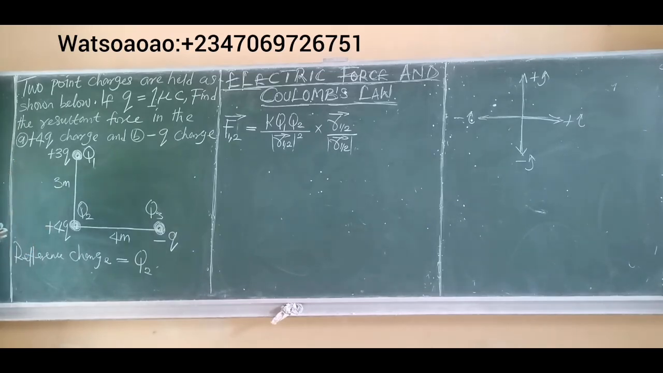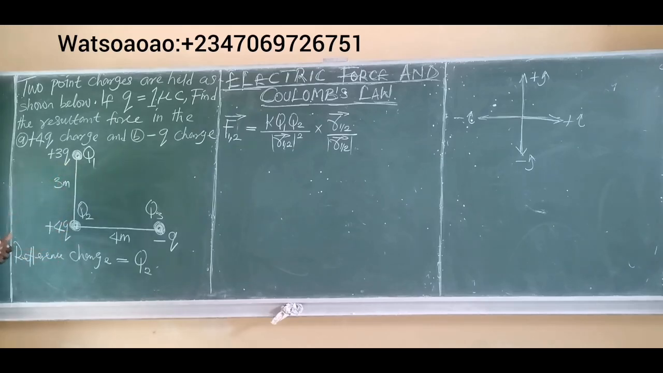Now, I said that the plus 4Q charge in this case becomes our reference charge. So this means you have to move from the reference charge to locate charge Q1. That's how you go about it. Since this is my reference charge, or Q2 in this case, we have to now move from Q2 to locate Q1, because Q1 is plus 3Q charge. So we are considering the force between the plus 4Q charge and Q1. That's the first thing we are doing.